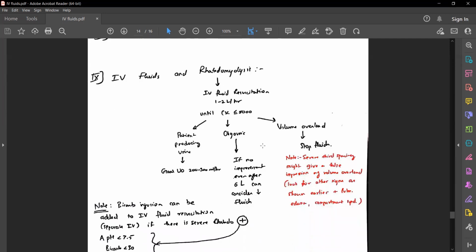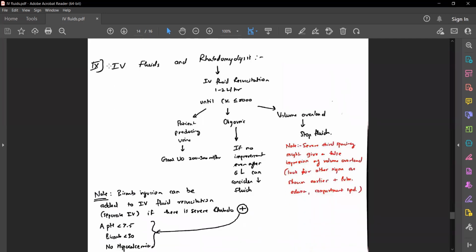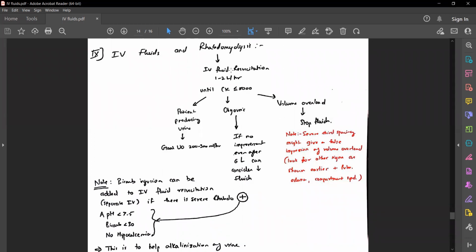Then coming to another condition where fluids are one of the main parts of management, that is IV fluids and rhabdomyolysis. Now, in rhabdomyolysis, there is also a huge inflammatory state. There is muscle breakdown. The kidneys are at risk of injury, and you would do IV fluid resuscitation with 1 to 2 liters per hour until the creatine kinase comes below 5,000. Now, for patients who are making urine, the goal urine output would be 200 to 300 ml per hour. If they are not doing this, you could consider giving more fluids.